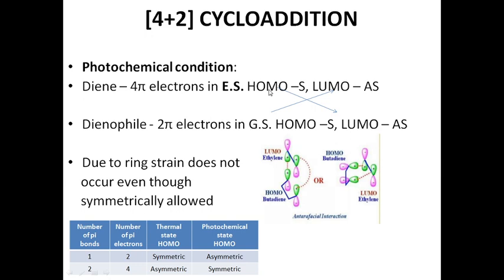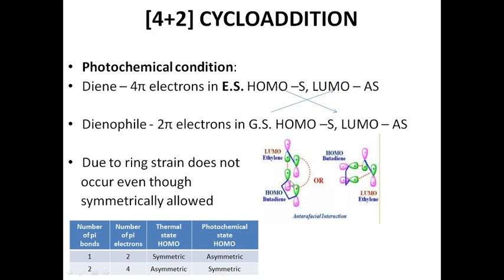Now what are the interactions? The 2 sigma bonds should be formed between HOMO of diene and LUMO of dienophile. So HOMO of diene, LUMO of dienophile: HOMO is symmetric, LUMO is asymmetric. And then HOMO of dienophile and LUMO of diene: HOMO is symmetric, LUMO is asymmetric. So the combination here is symmetric with asymmetric.